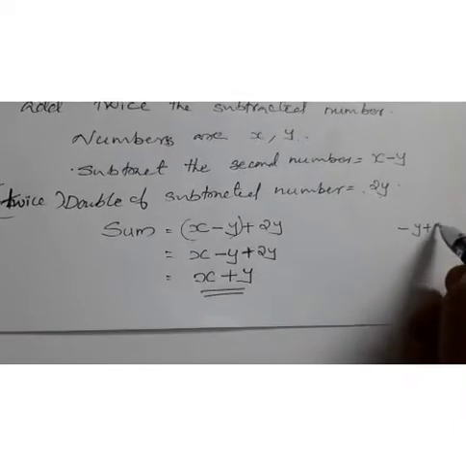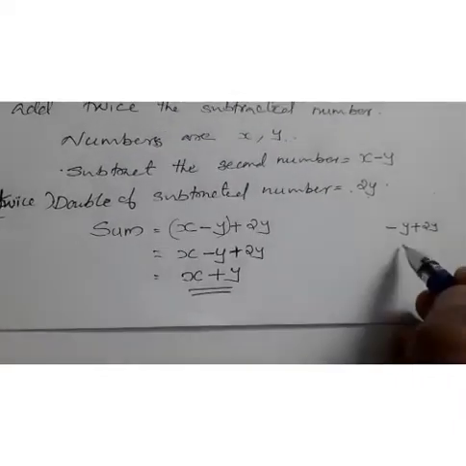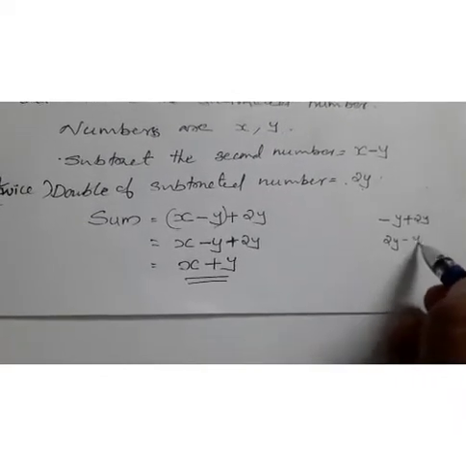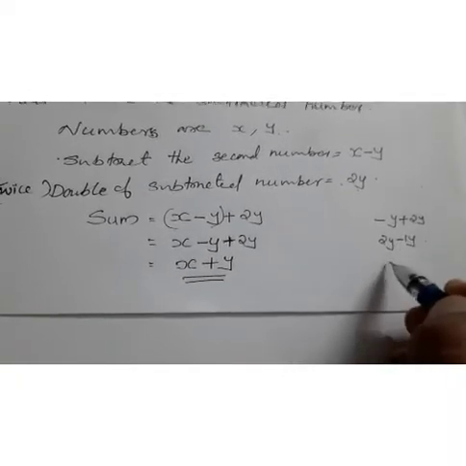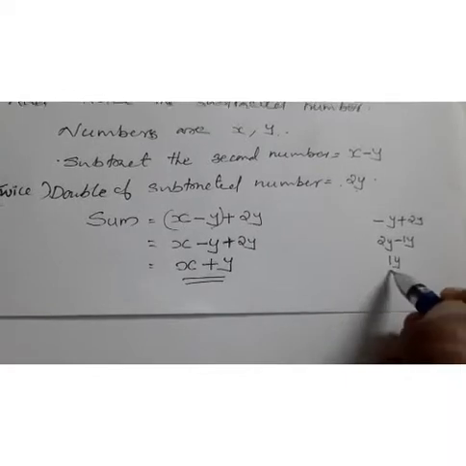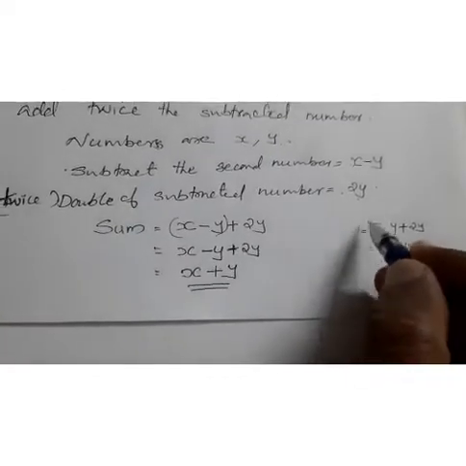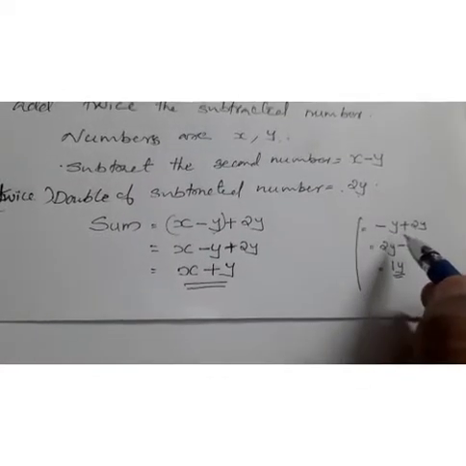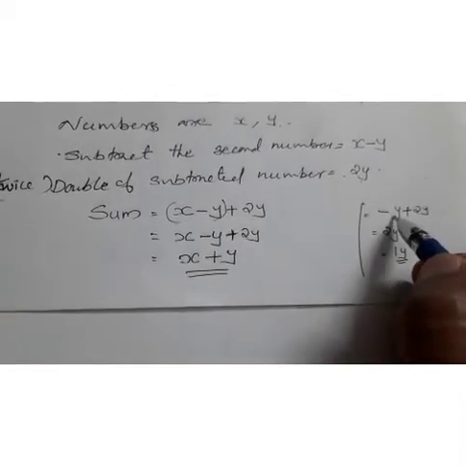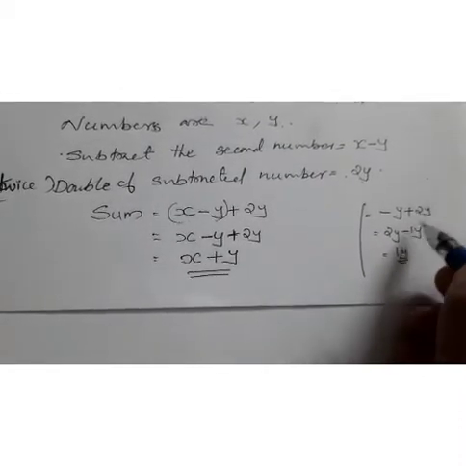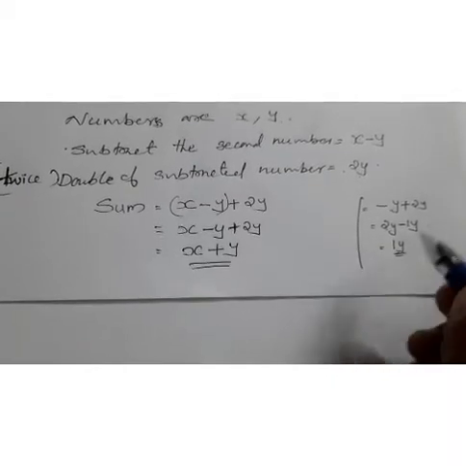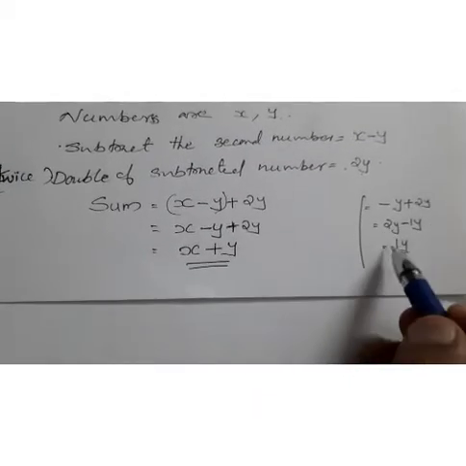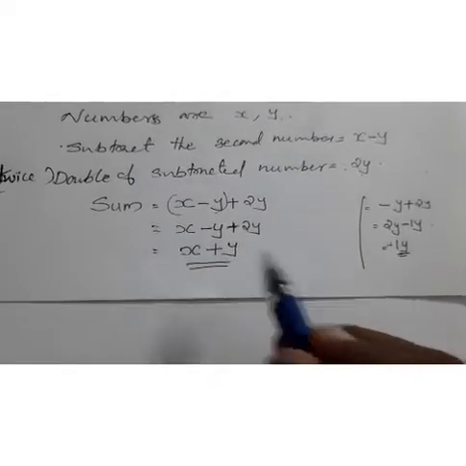Minus y plus 2y. We can write as 2y minus y. So 2 minus 1 is 1. The answer is 1y. Okay, like this you have to do it. Minus y plus 2y means 2y minus 1y. So you get 1y. So you got x plus y.